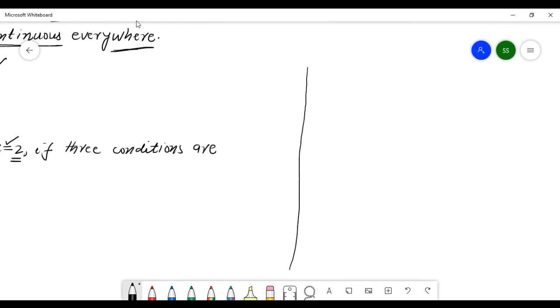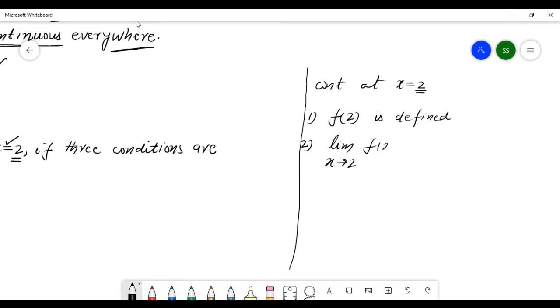Okay, let me write the conditions. The function is continuous at x equal to 2. When continuous at x equal to 2, condition number 1 is that f of 2 is defined. Condition number 2 is that the limit as x goes to 2 of f(x) exists. And condition number 3 is that the limit as x goes to 2 of f(x) is equal to f(2). These are the conditions for continuity at 2.